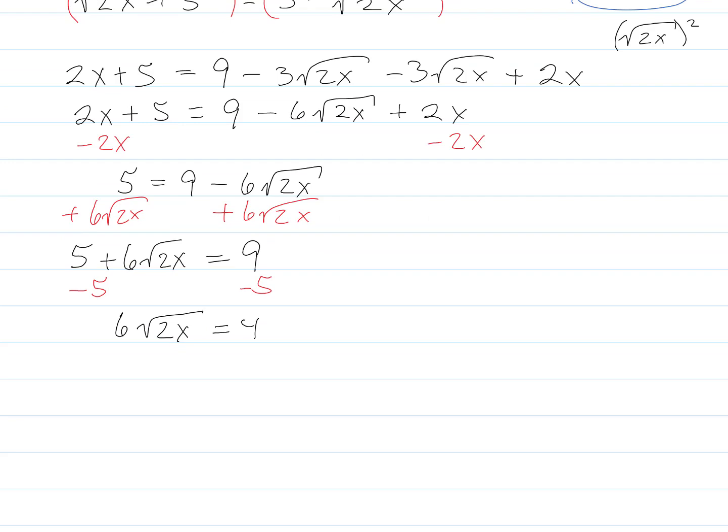Now I'm going to try to get the radical by itself, which means I need to divide both sides by 6.